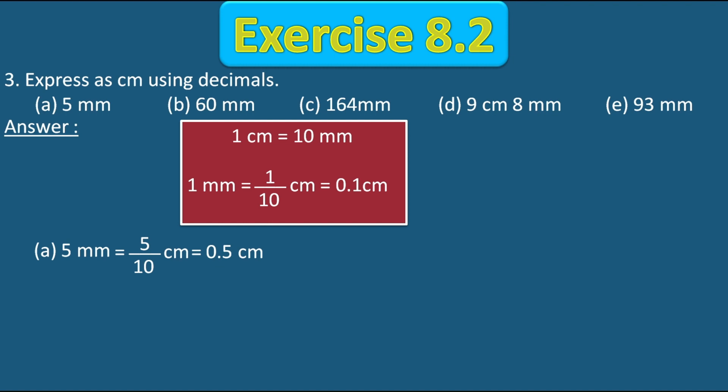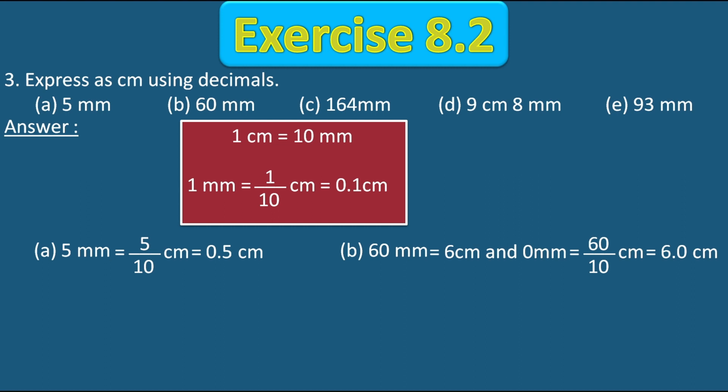Next one we have 60 millimeter. Now 60 millimeter is equal to 6 centimeter and 0 millimeter. See here, 10 millimeter is equal to 1 centimeter. Therefore 60 millimeter is equal to 6 centimeter. You can directly write it like that, but they have told us in decimals. So we have to write it as 60 upon 10 centimeter, which is equal to 6.0 centimeter.